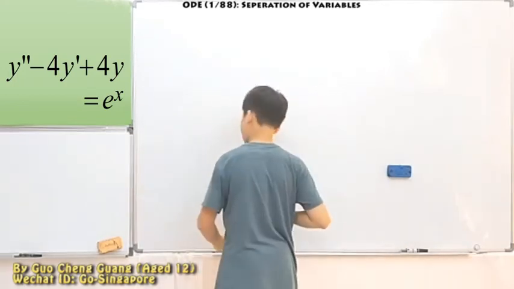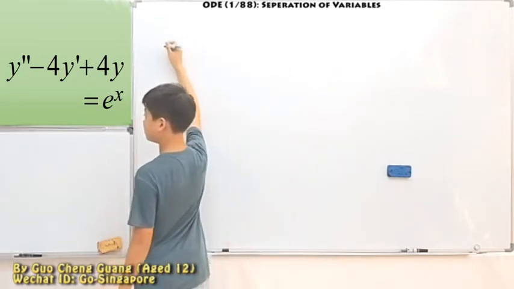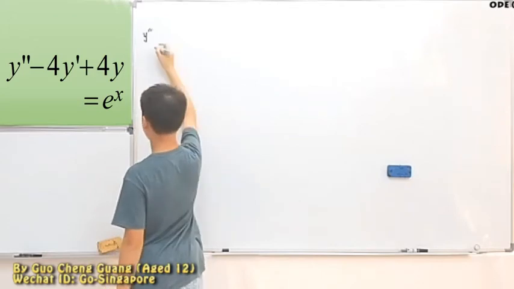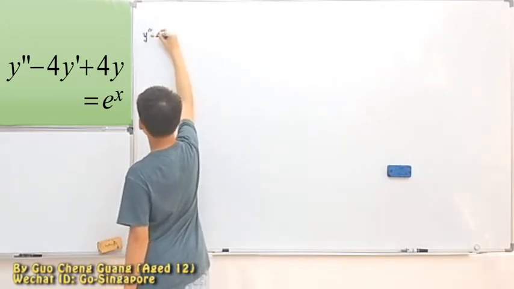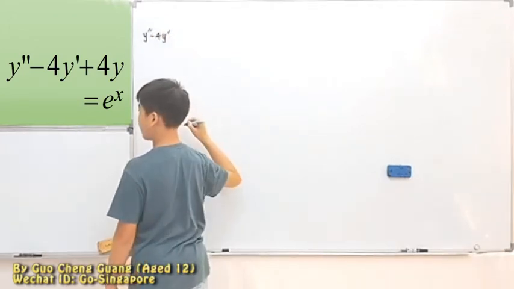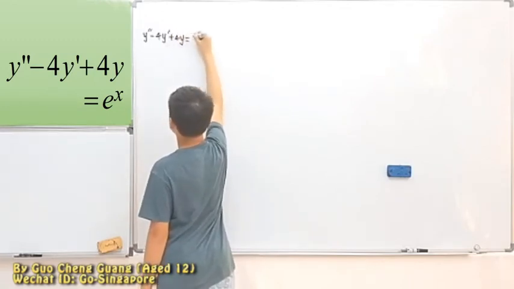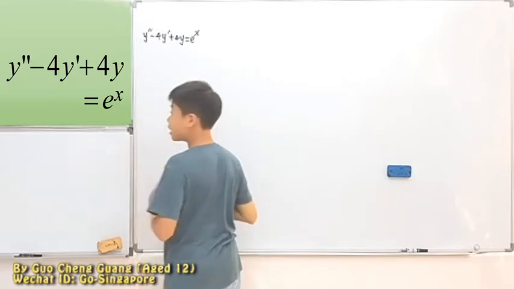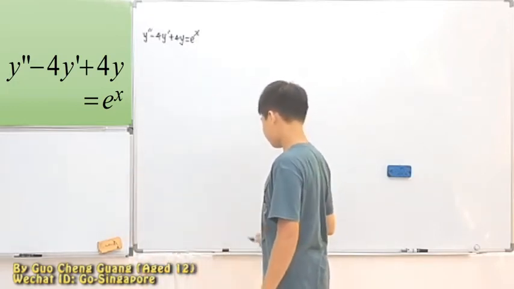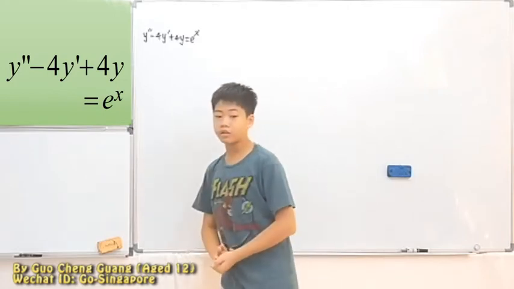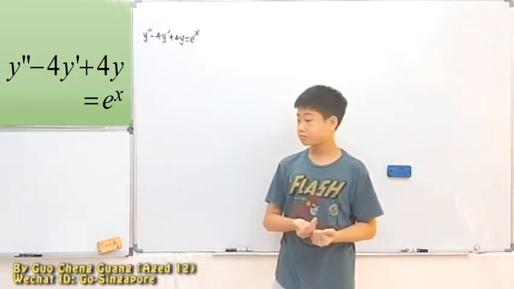Well, I write this down again. This example is y prime prime minus 4y prime plus 4y, and this is equal to e to the power of x. So let's check what type of ordinary differential equation this is.